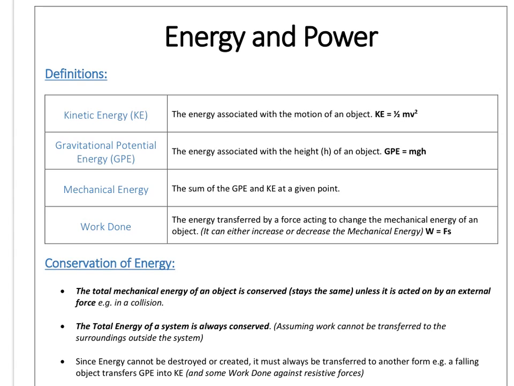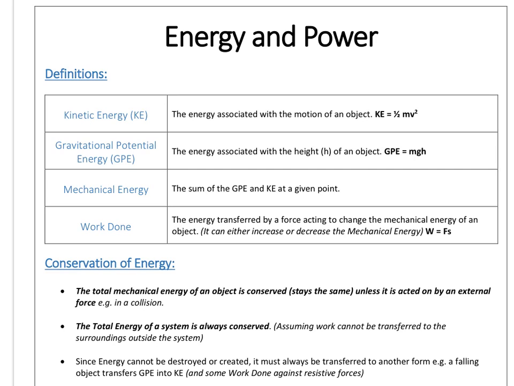So first off, kinetic energy, often abbreviated to KE for simplicity. It's the energy associated with the motion of an object. So if an object is not stationary, so it's travelling at a certain speed, it has a certain amount of energy associated with that motion. So it's half times the mass times the speed squared. Energy is a scalar, so you don't need velocity, you just need speed or the magnitude for that one.